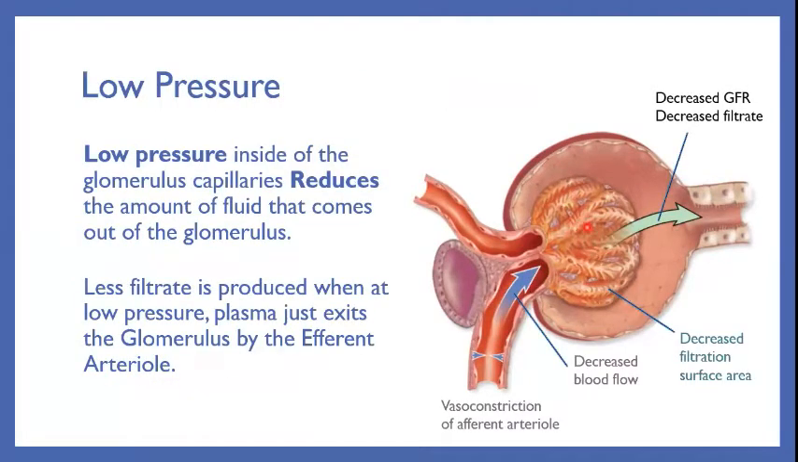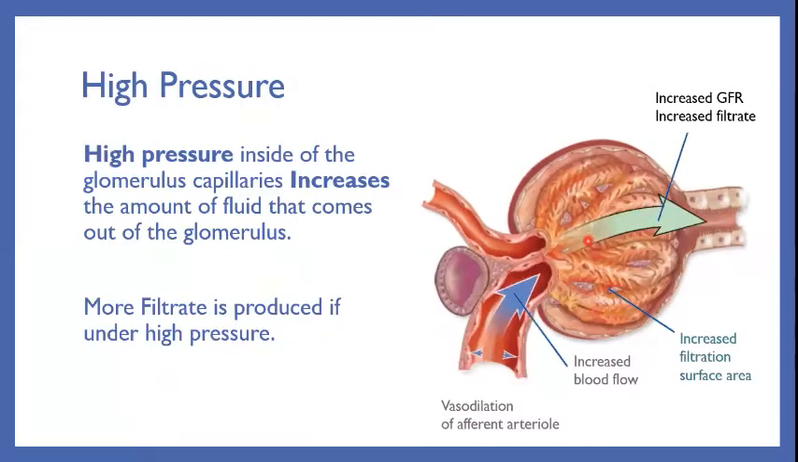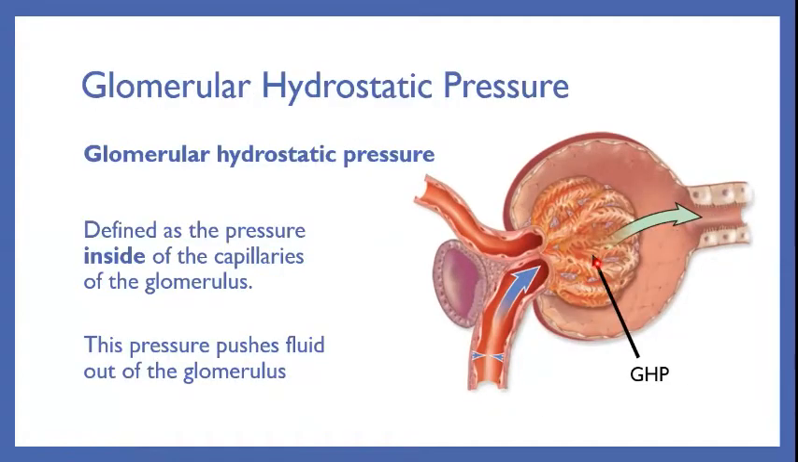This picture had low hydrostatic pressure because there's not a lot of blood flow coming in here, low pressure. This picture shows us high hydrostatic pressure. Because of that, we're going to be pushing out a lot of filtrate. So glomerular hydrostatic pressure is the pressure inside of the capillaries pushing out into the capsular space. The higher the pressure we have here, the more filtrate we're going to produce.